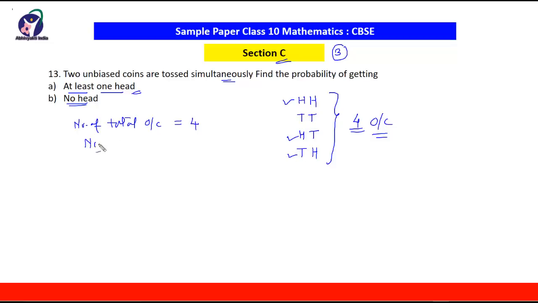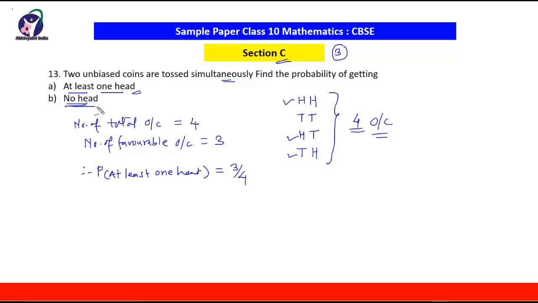So number of favorable outcome is equal to 3, and therefore probability of getting at least one head is equal to 3 by 4. Favorable outcome divided by total number of outcomes.